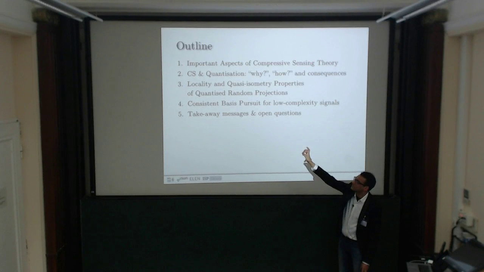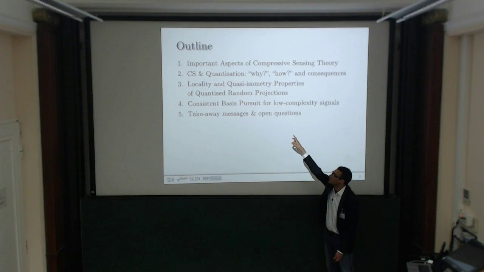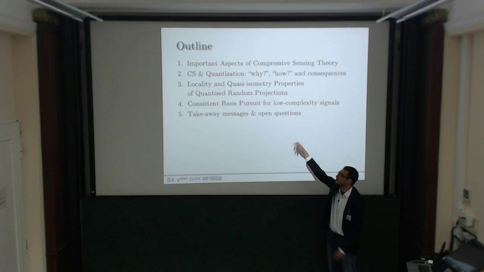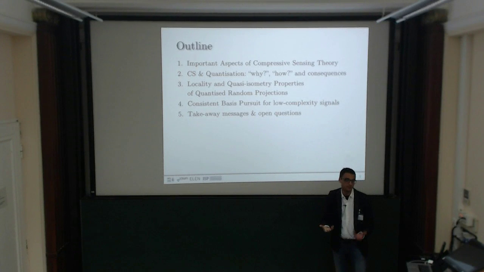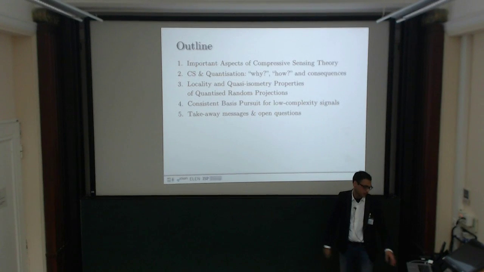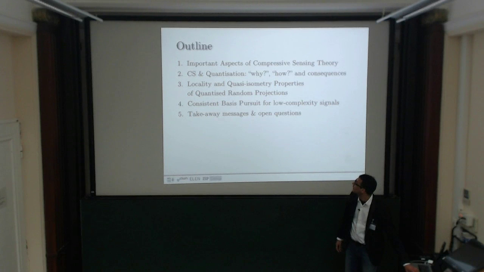Locality is a weaker property that will eventually help us in assessing how good is a consistent basis pursuit, while quasi-isometry is more related to the RIP, the restricted isometry property, as I think most of you know it.